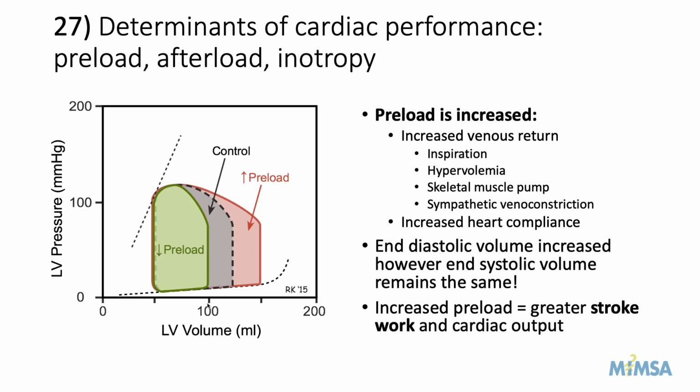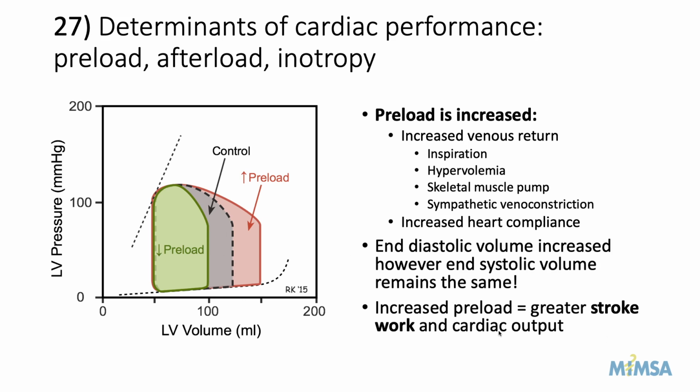If you work out the stroke volume, it's 150 minus 50. So that means that your stroke volume is increased to 100 milliliters. So you increase about 30 milliliters, which means that you have a greater stroke volume. And as you know, your cardiac output is equal to stroke volume times your heart rate. That means you have a higher cardiac output.